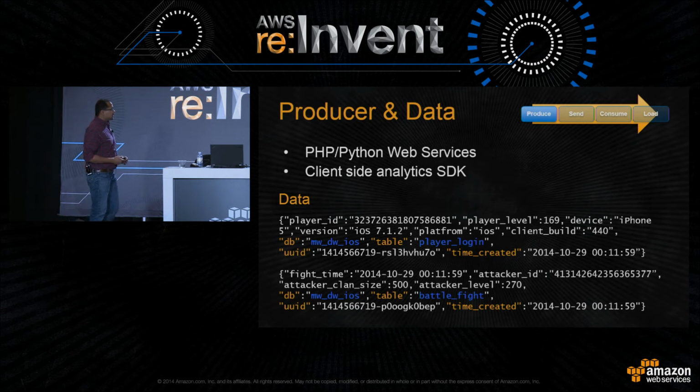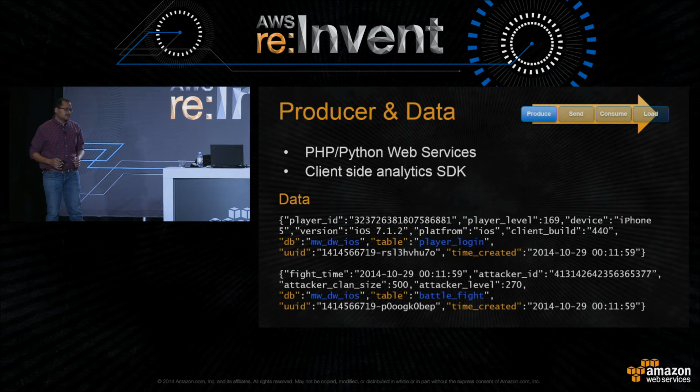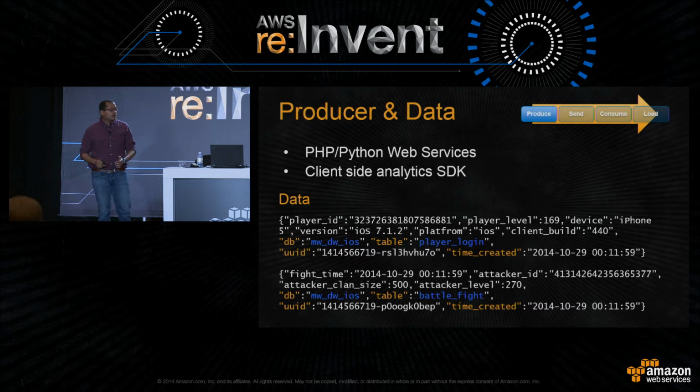And this is another example of an event we have. It's a battle fight event. And all of those events go to a local file on the same server. And those analytics files get rotated every 30 seconds. So we decouple the process of sending data from producing data, and that helped us a lot along the way.